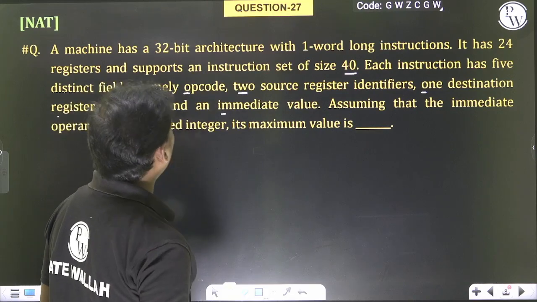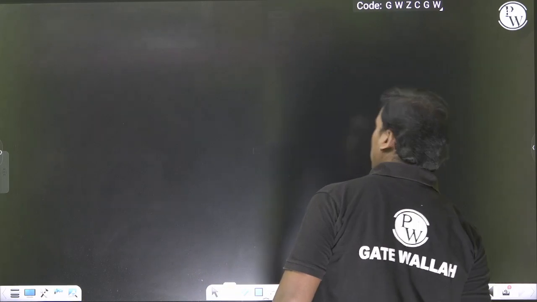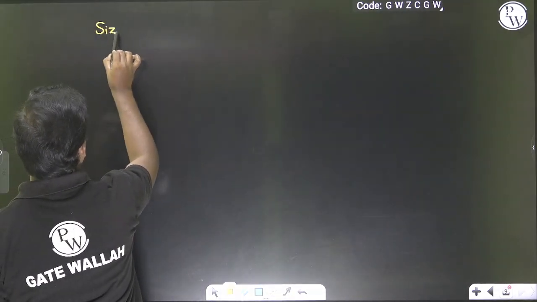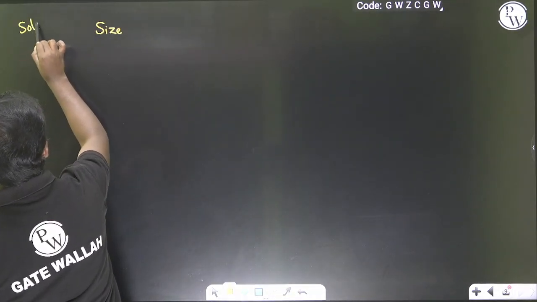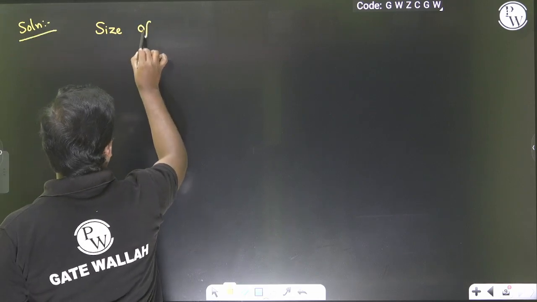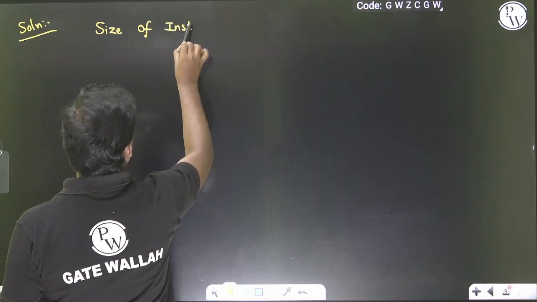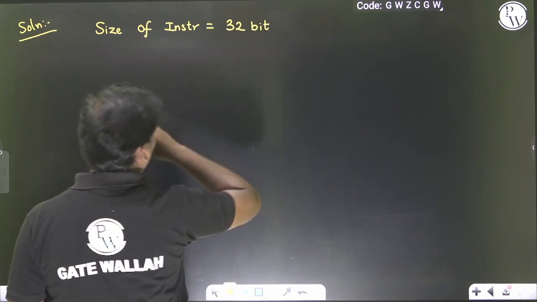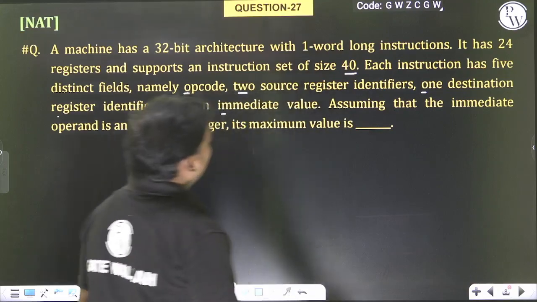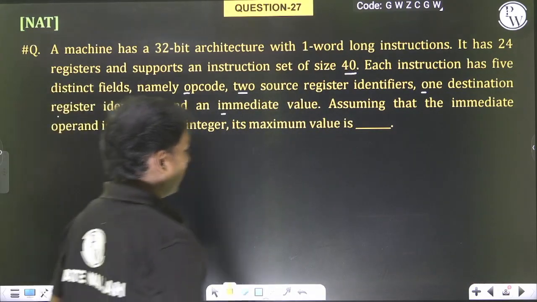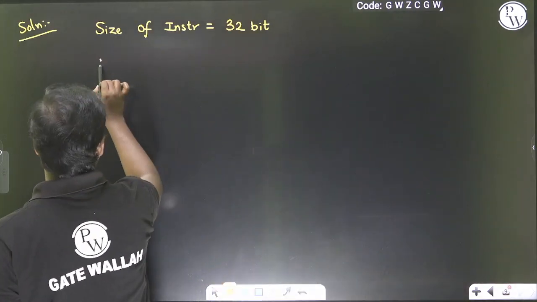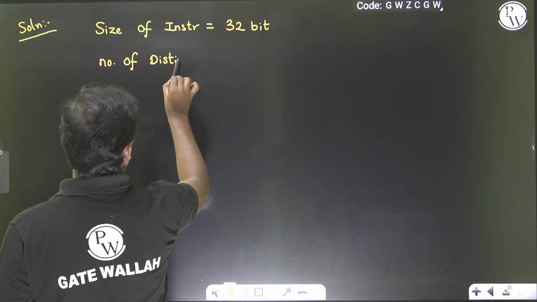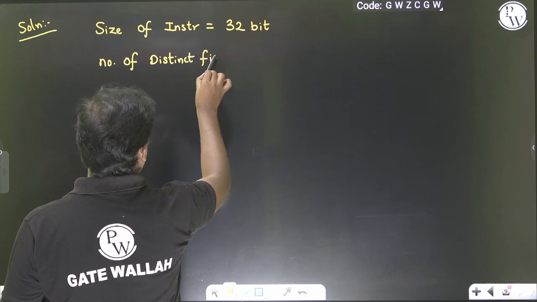A machine has 32-bit architecture. So 32-bit architecture means the size of the instruction is 32 bits. This is the solution I am writing here. Each instruction has 5 distinct fields, so the number of distinct fields is 5.